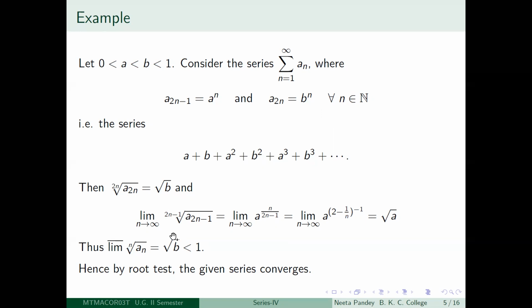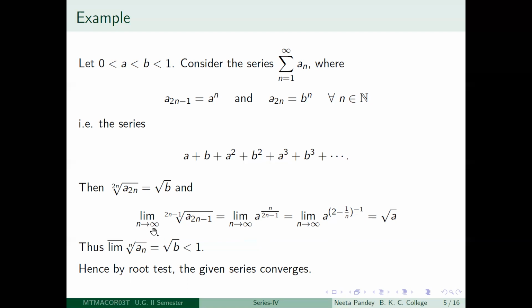And what is the 2n minus 1th root of a 2n minus 1? That will again be a to the power n divided by 2n minus 1, right? So if you just write it in this fashion, it becomes a to the power of (2 minus 1 by n) inverse. Just check whether it is the same thing or not: 2n minus 1 divided by n, and inverse means n goes in the numerator and 2n minus 1 goes in the denominator. So the 2n minus 1th root of a 2n minus 1 is equal to a to the power (2 minus 1 by n) inverse.